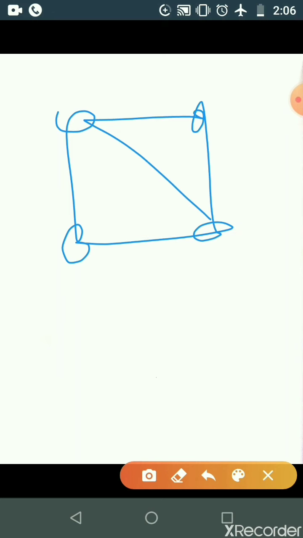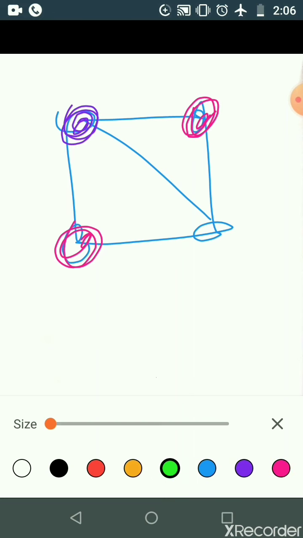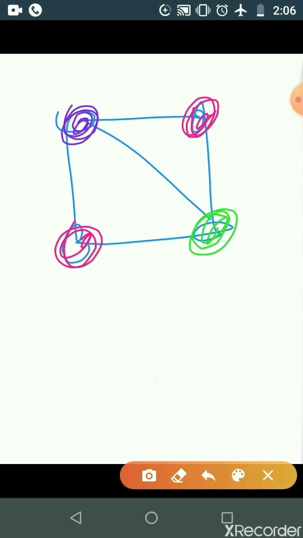Here we are using this color to color this one, and another color to color this one and this one, and some other color to color this one. So these form the color classes.